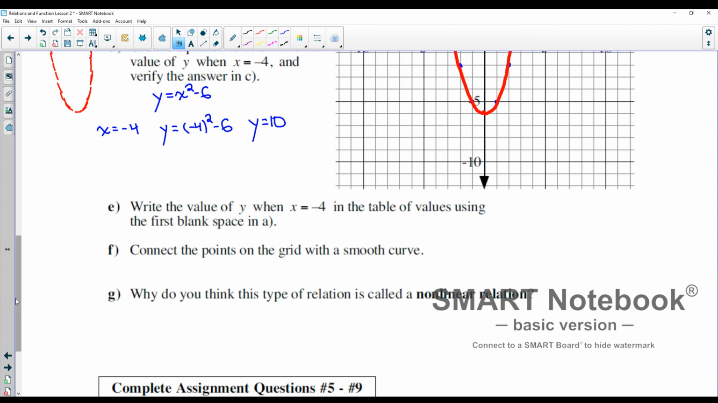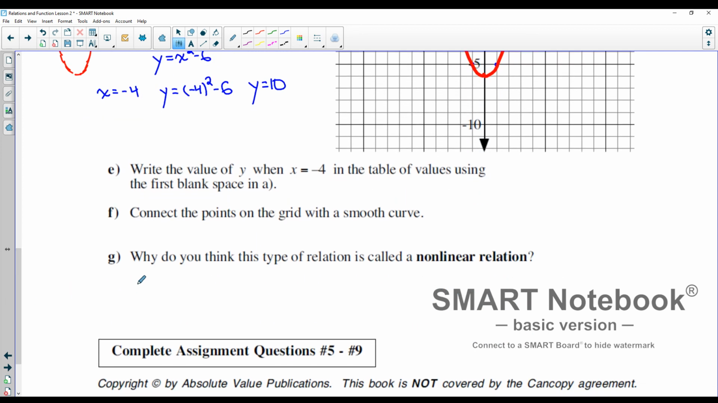Okay, and then the final question just says, why do you think this relation is called a nonlinear relation? Well, because you can't put a straight line through the data points. A straight line cannot fit through the data. So something other than a line would need to do it.